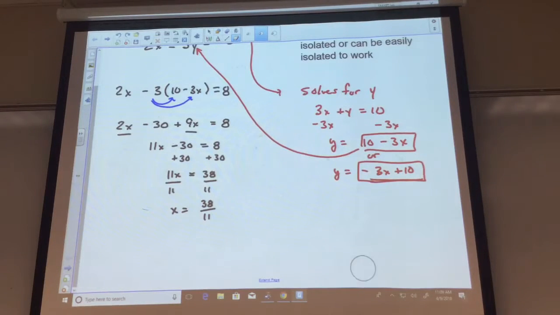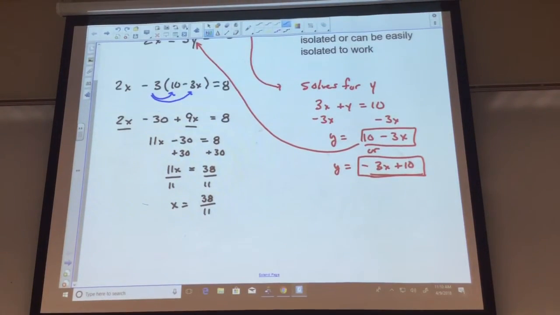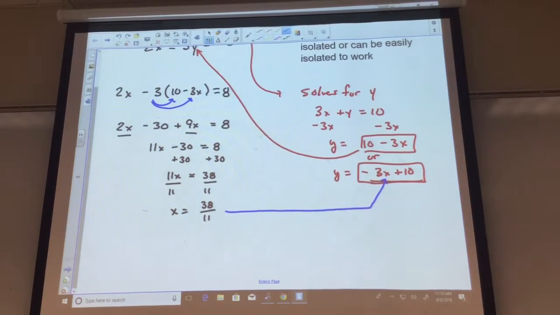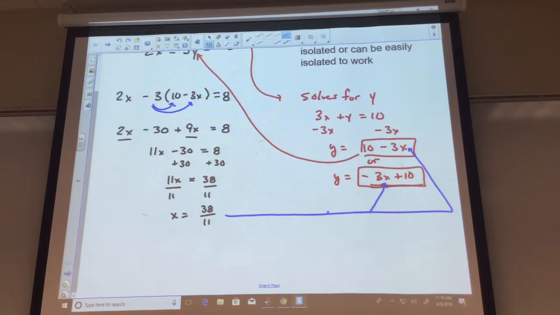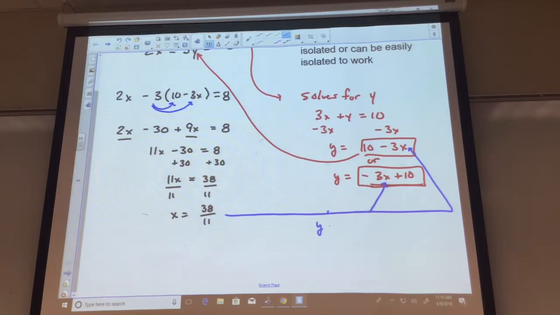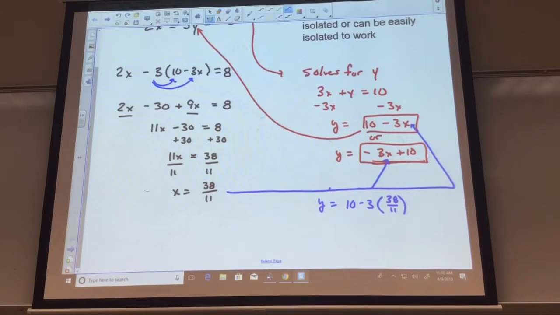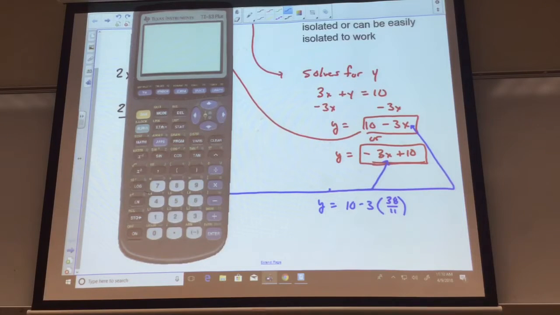If this is the value for x, then we know that if we're going to find the value of y, we need to take this value of x back into one of these two equations, either here or over here, either one. Doesn't make a difference which format we're using to be able to find the y value. So y is equal to 10 minus 3 times this particular value. I know you don't particularly care for fractions. It doesn't make a difference whether you like fractions or not, because your calculator loves fractions.